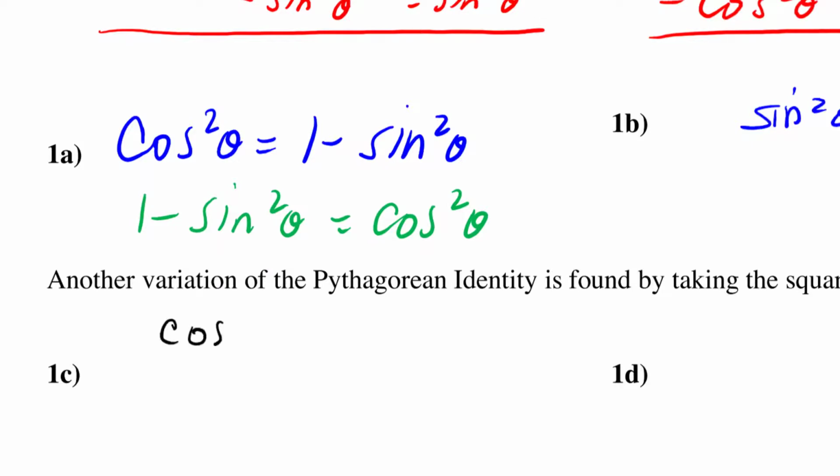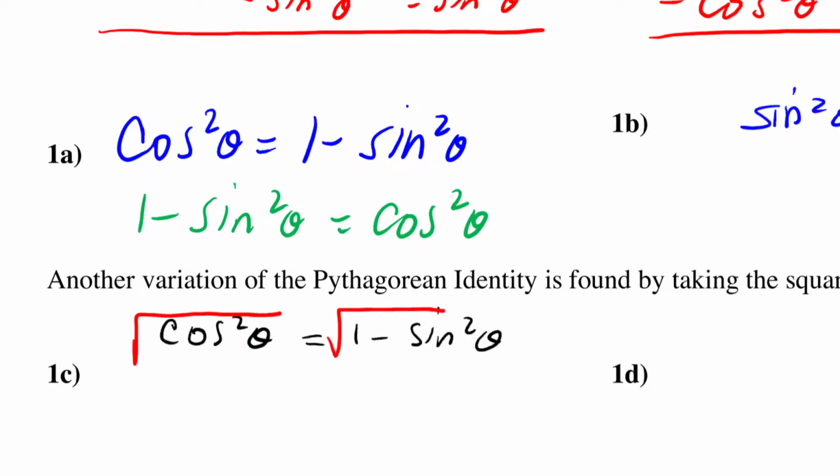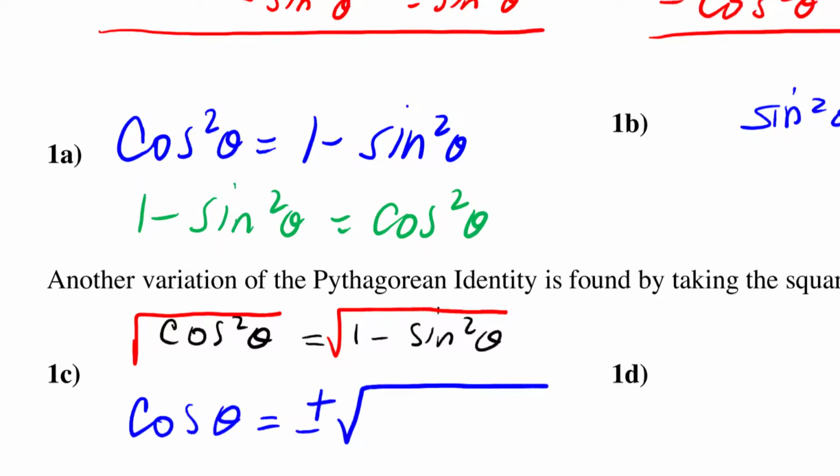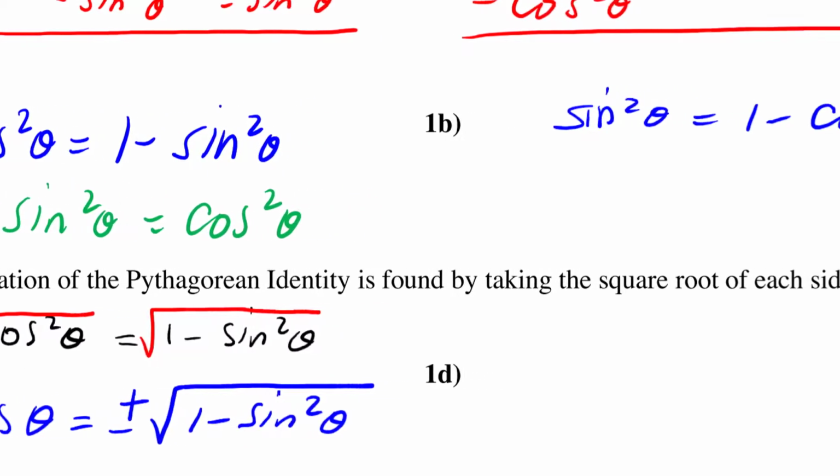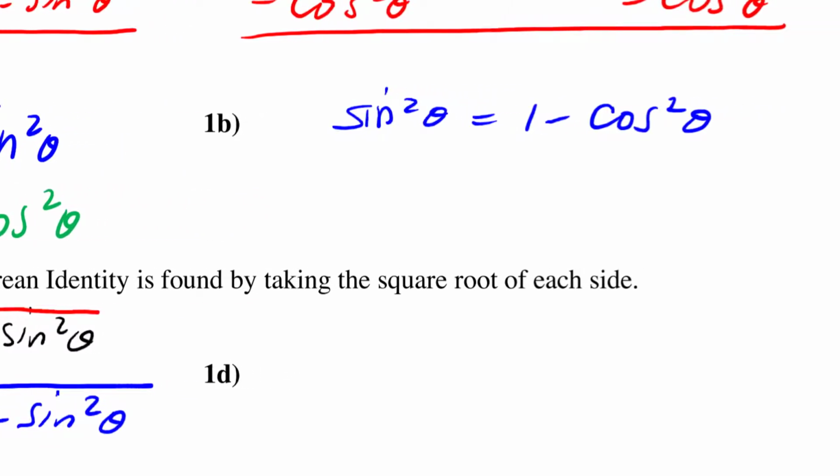We can also take the square root of these identities. So we have this new one, cosine squared theta is 1 minus sine squared theta. We take the square root of each side, and we will develop another form of a Pythagorean identity. We'll say cosine theta is equal to, remember now, plus or minus the square root of 1 minus sine squared theta. That plus or minus comes into play depending upon which quadrant theta is in. And if theta is in quadrants 2 or 3, cosine will be negative.